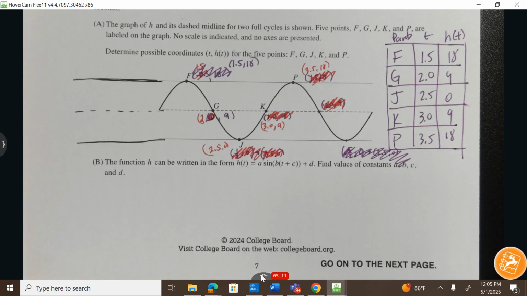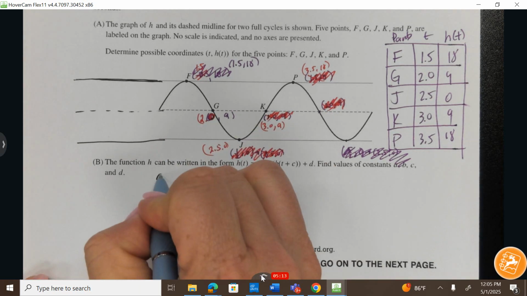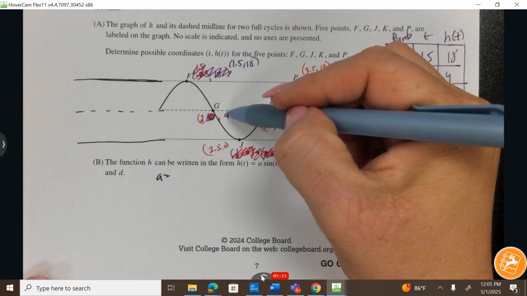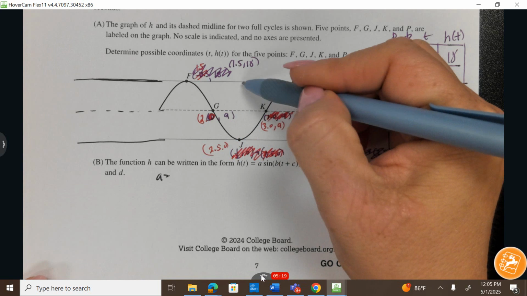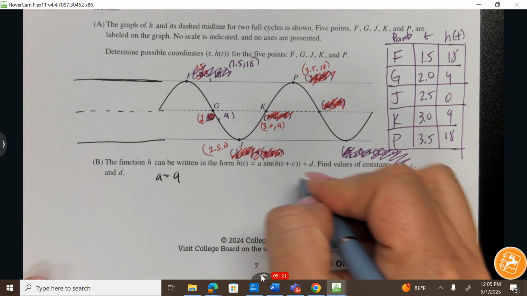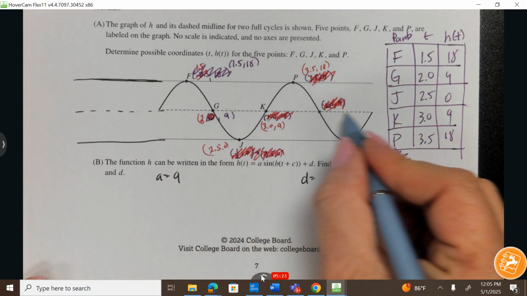Okay, so our A is going to be our amplitude. We can already see our amplitude is going to be 9. So from this midline, we go up 9 or down 9 to read the maximum or the minimum. We can see our midline is going to be at 9.